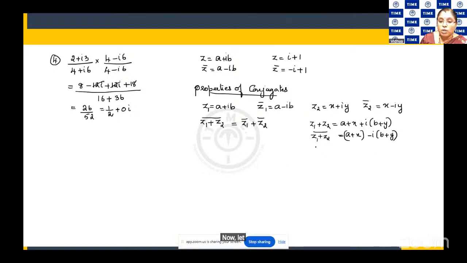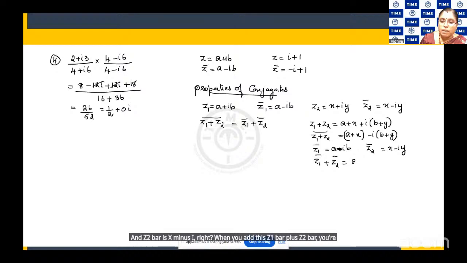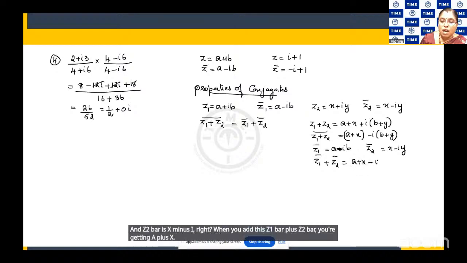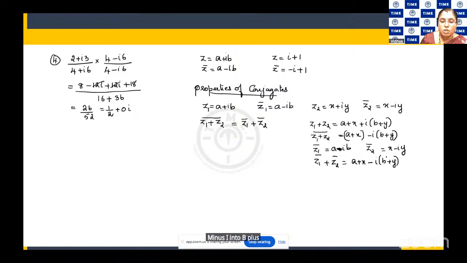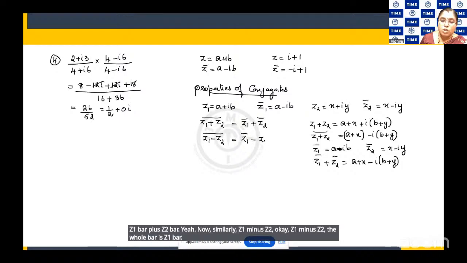Now, let's just find out what is Z1 bar. Z1 bar is A plus IB, sorry, A minus IB, and Z2 bar is X minus IY. When you add these, Z1 bar plus Z2 bar, you're getting A plus X minus I into B plus Y, the same thing. So we can say that Z1 plus Z2, the whole bar, is Z1 bar plus Z2 bar. Clear? Now similarly, Z1 minus Z2, the whole bar, is Z1 bar minus Z2 bar.